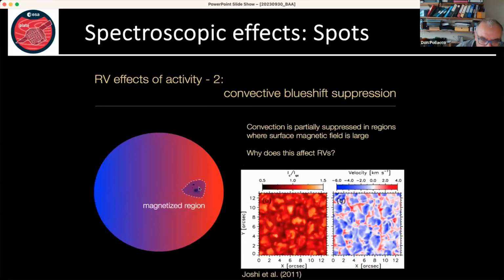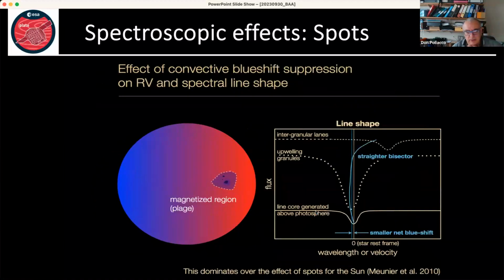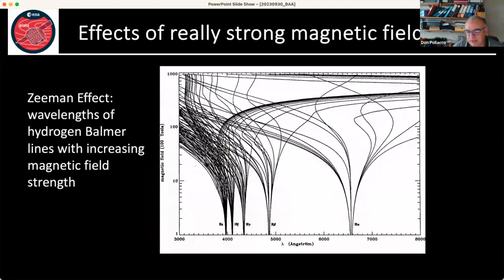And that is, if you look around the magnetic regions on the surface, the convection is actually suppressed. So even the red part of the convection signal is also suppressed by a spot region. And so we see a more straightened bisector. It's not so C-shaped as it was before. Now, I know this seems like nitpicking, but remember, what we're trying to do is to measure a line to 1,000th of a pixel. So it's not trivial to do.